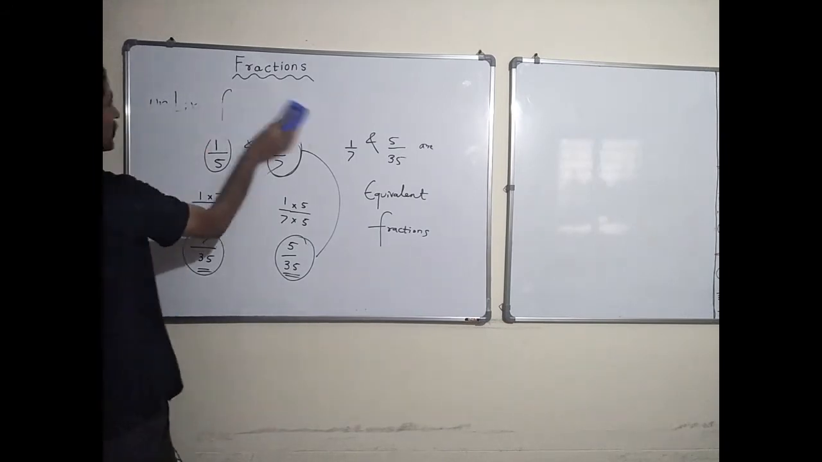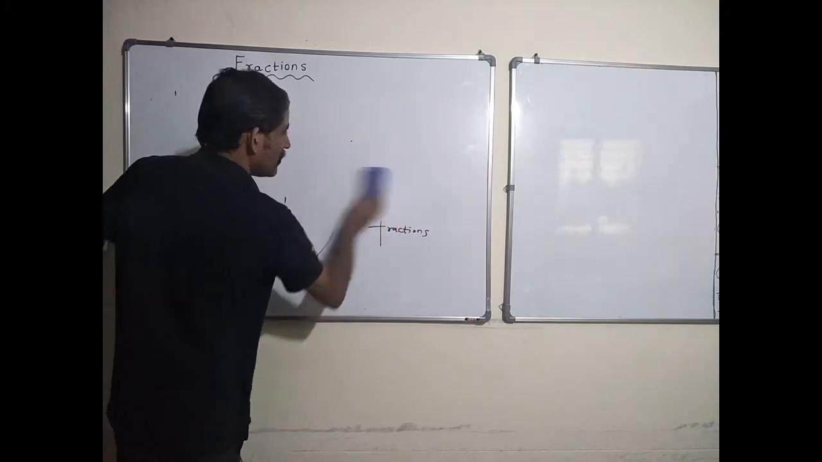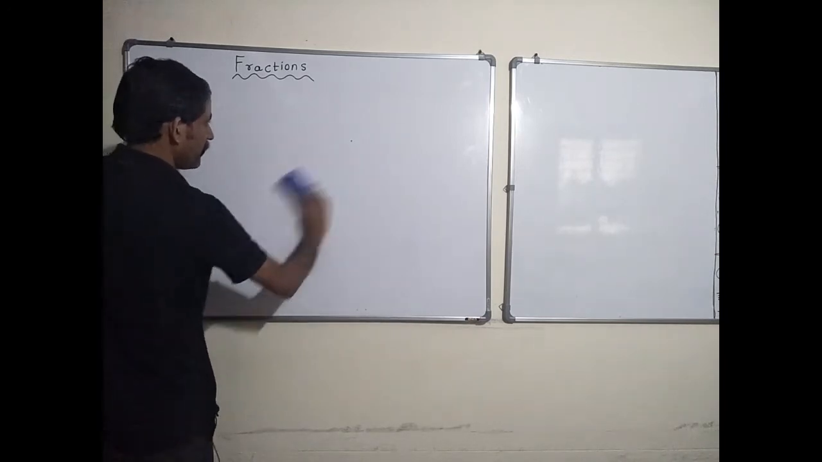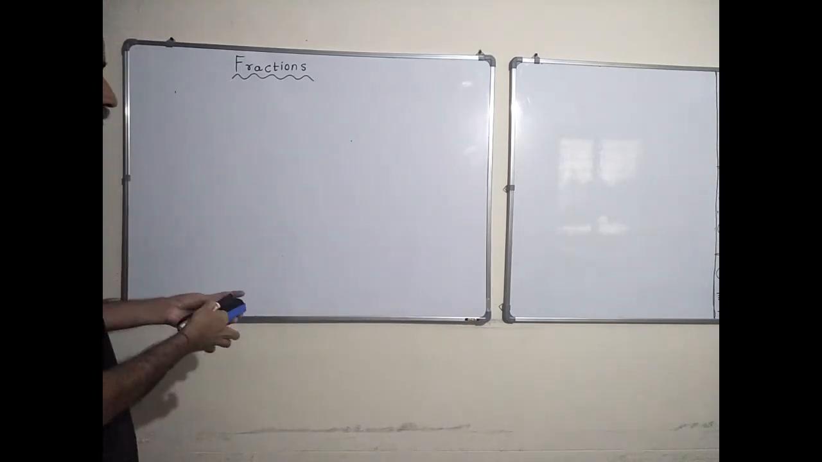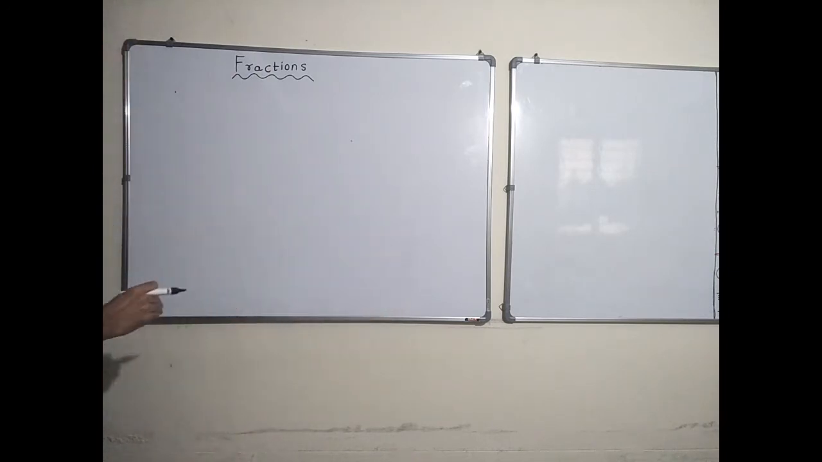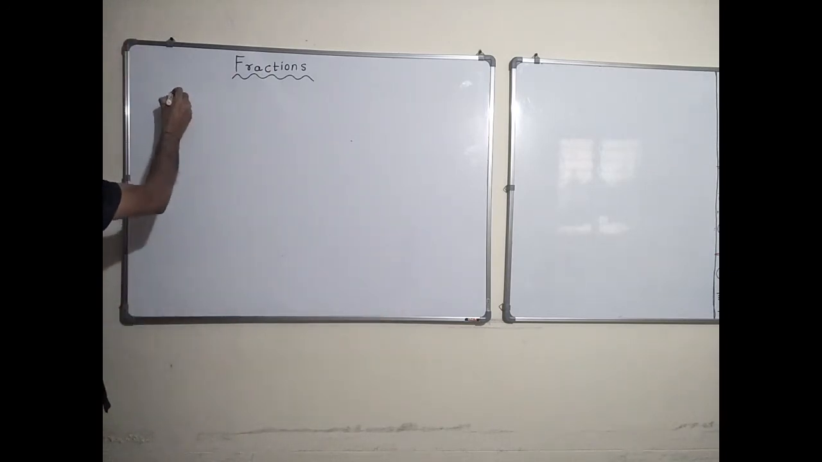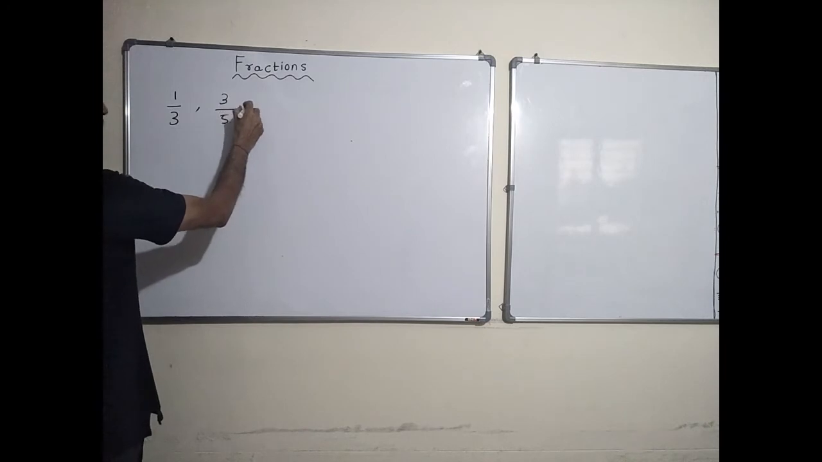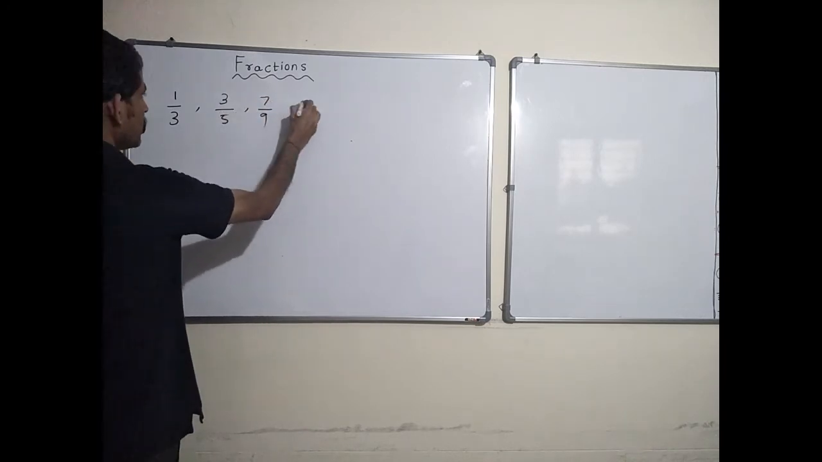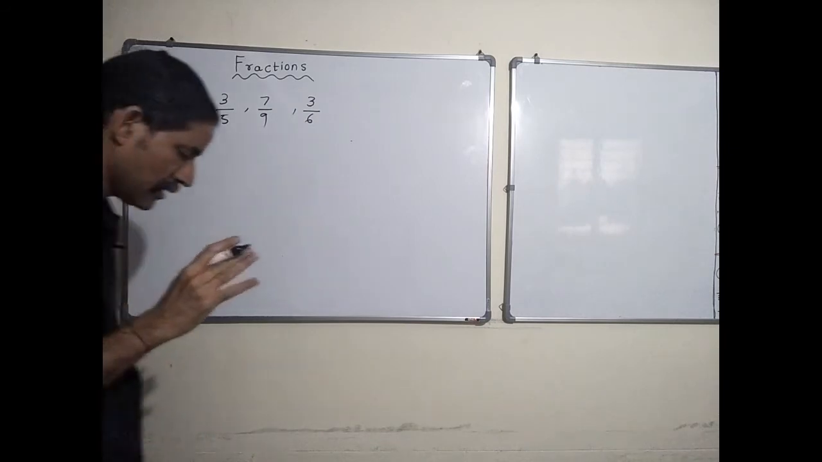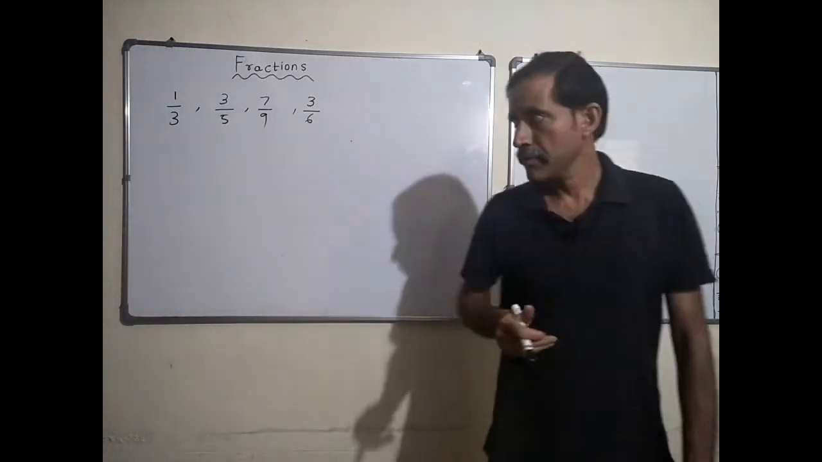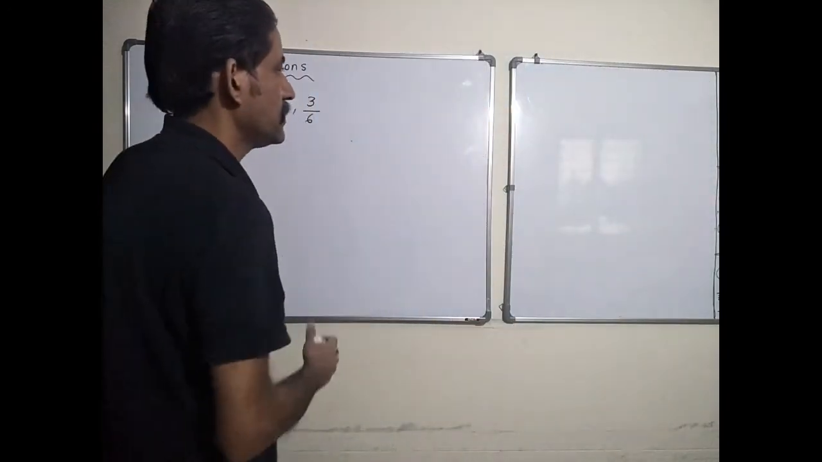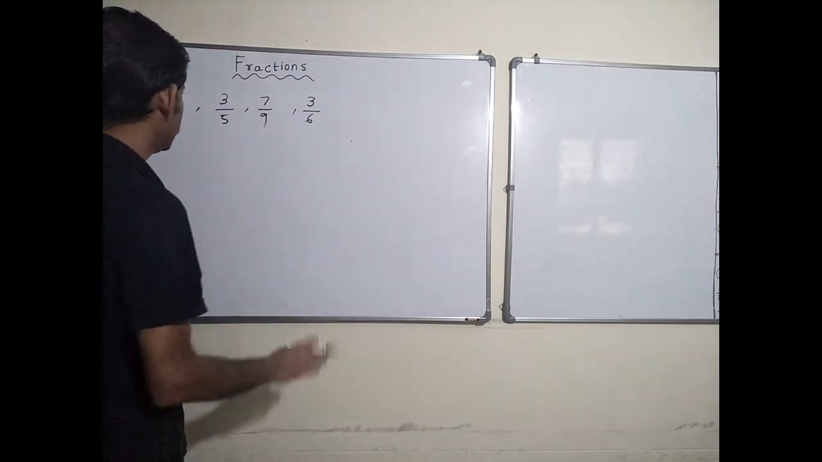Okay, let's move on then. Now you know what like and unlike fractions are. So let's solve this problem wherein we are given a couple of fractions. Let's say 1 by 3, 3 by 5, 7 by 9, 3 by 6. I want you to tell me which one of these is the smallest and which one of them is the greatest.